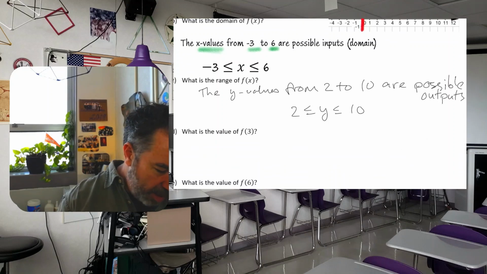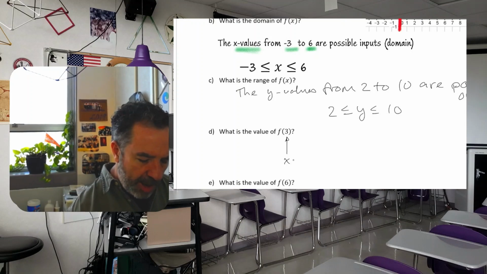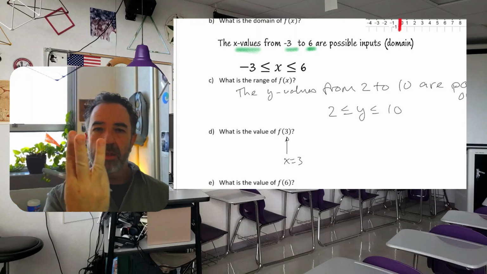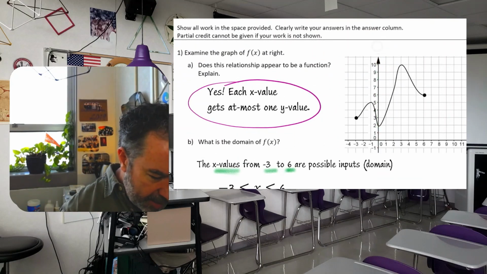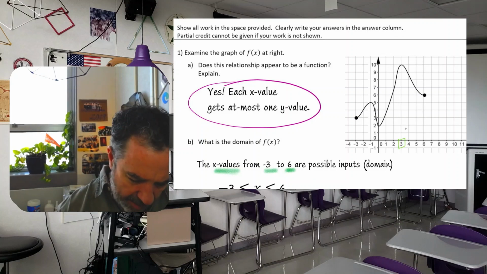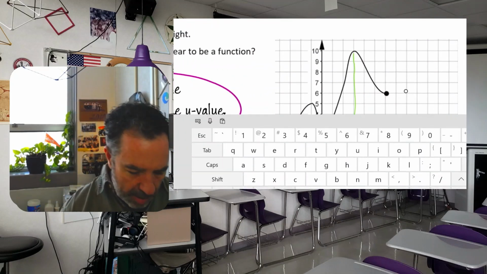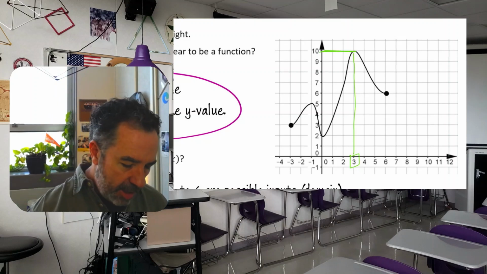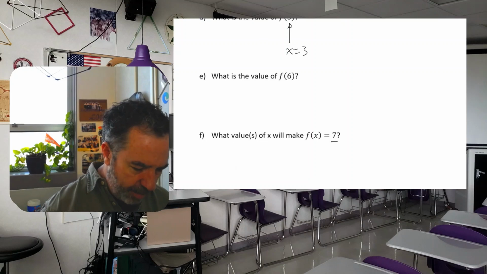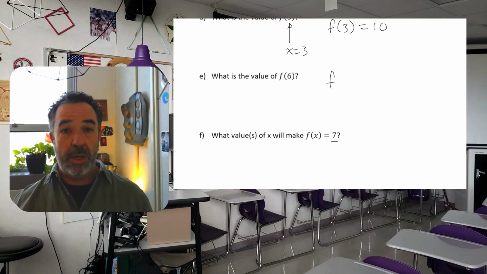The next question says, what is the value of f of 3, right? So you can see I'm giving this function an input, an x value of 3. So when I give this function 3, what does it give me? Well, I can see on the graph that if I give this function the number 3, here it is. When I input 3, it's going to give me the number 10. So f of 3 is equal to 10. 3 goes in, 10 comes out. So I would write f of 3 is 10.